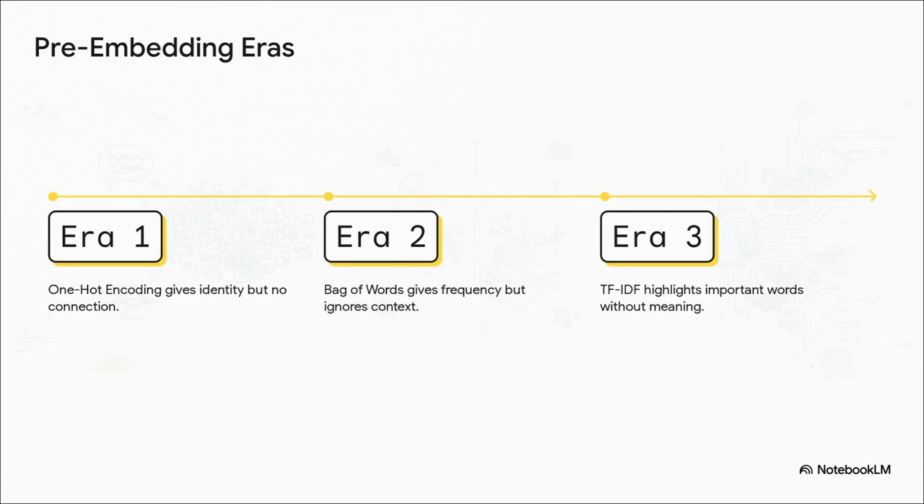Then came Era 2, bag of words. This simply counted how many times words appeared. Think of the ingredient cluster analogy here. Bag of words is like counting ingredients, pasta, cheese, tomato, without actually understanding that they belong together in Italian cuisine. It gave us frequency, but literally no meaning. Finally, Era 3 was TF-IDF, which weighed the importance of distinctive words. So these older methods merely identified, counted, or weighed words, but they completely failed to capture true similarity.